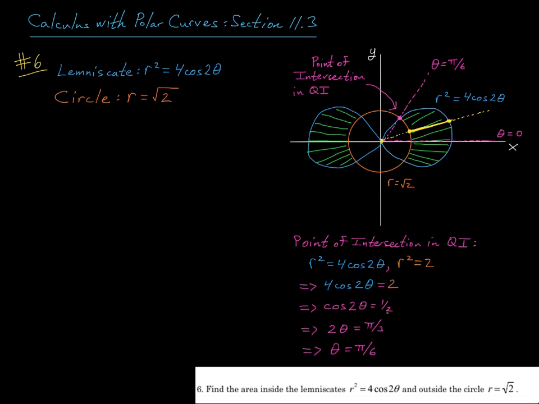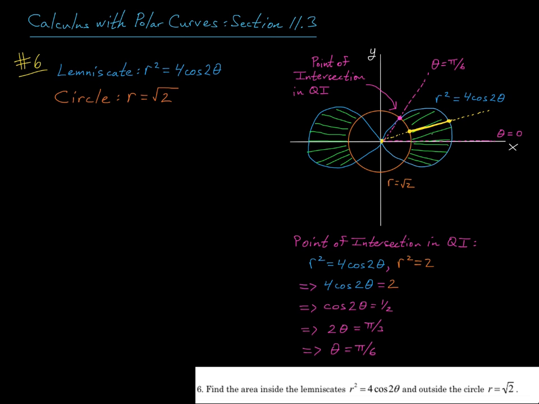And if the cosine is a half, that means the angle you're taking the cosine of, which is 2 theta in this case, has to be pi over 3. And then dividing by 2, you get that theta is pi over 6. And do keep in mind, I'm looking for the quadrant 1 angle here. I know there's more than just the solution of pi over 3 to the equation cosine is a half, but I'm looking specifically for the quadrant 1 angle, so we're good here. So theta is pi over 6 at this point of intersection. Great.